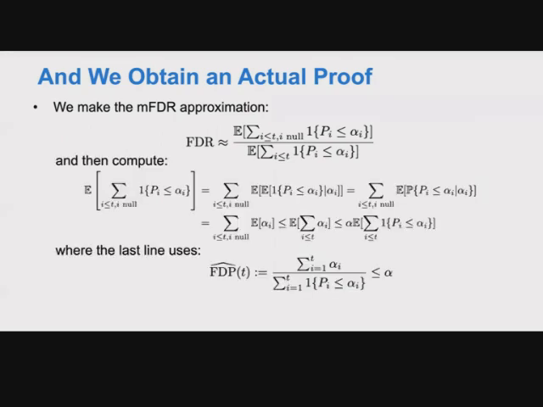Okay, so here's the remaining part of the proof. We already did a little part of it. What we're going to do is compute the numerator. It's the expectation of the sum over all the i's up until time t, but just for the null hypotheses, of the indicator that the p-value is less than alpha i. Now think about what's random here. When you're taking an expectation, you have to think about what's random.